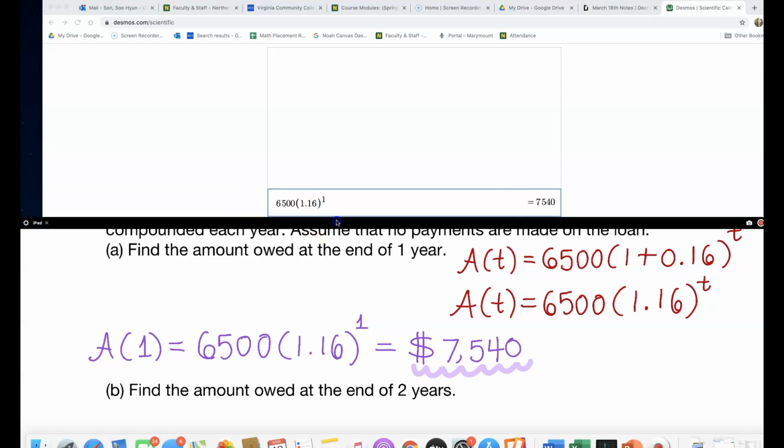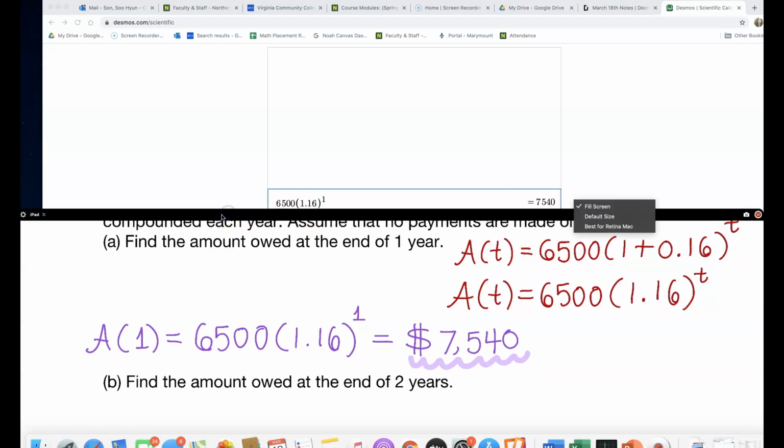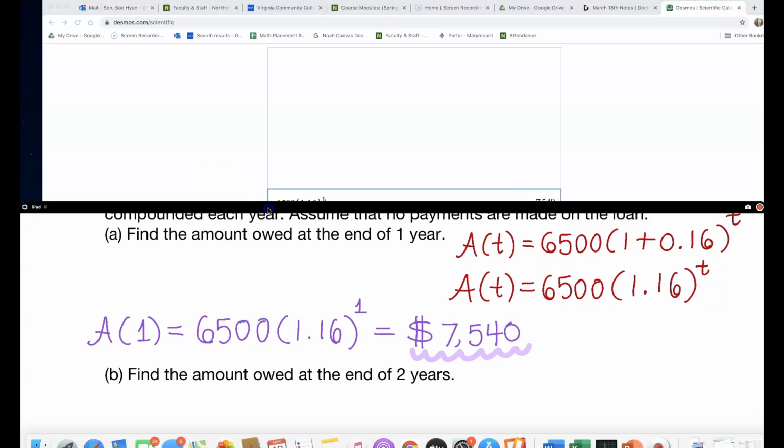All right, let's do the next one. Find the amount owed at the end of the second year, year 2. I'm trying to move this up. None of my things are working today correctly.